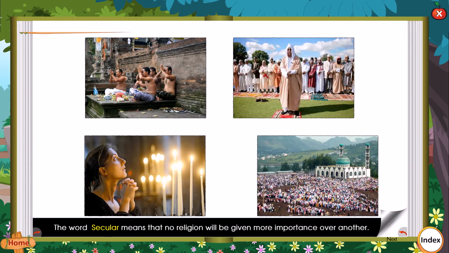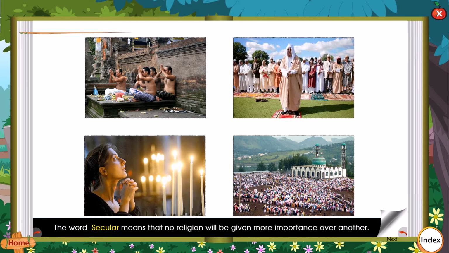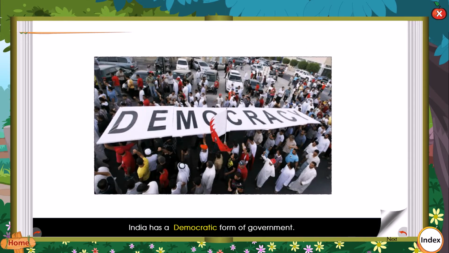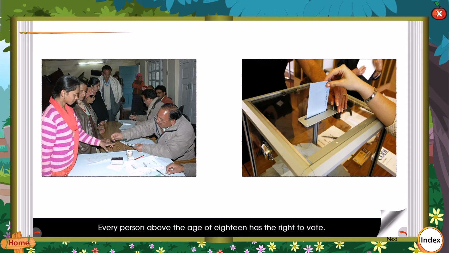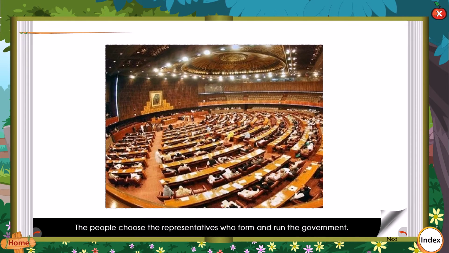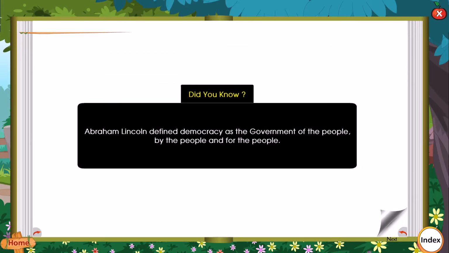The word secular means that no religion will be given more importance over another. Every person is free to follow his or her own religion. India has a democratic form of government. Every person above the age of 18 has the right to vote. The people choose the representatives who form and run the government. Did you know Abraham Lincoln defined democracy as the government of the people, by the people, and for the people?